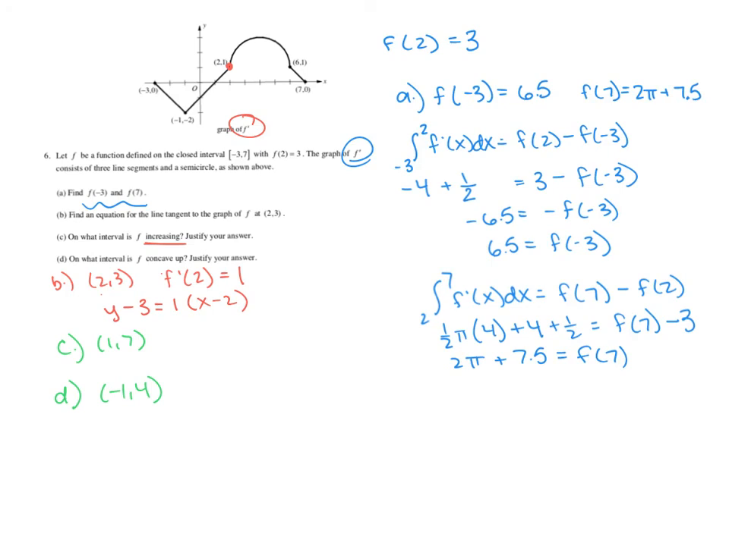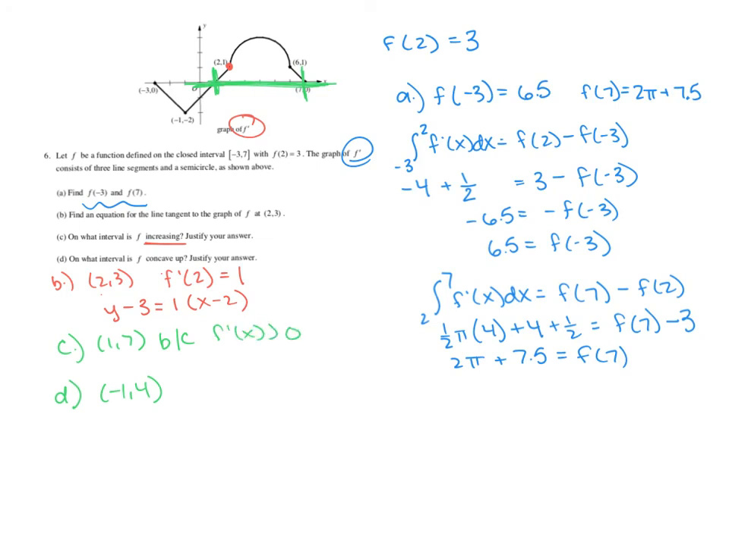If you didn't, we need to remember f is going to be increasing wherever the derivative is positive. We're looking at the derivative, so it's positive wherever it's above the x-axis. So it's positive from 1 to 7, so that's going to be our answer. And we would justify by saying because f prime is positive.